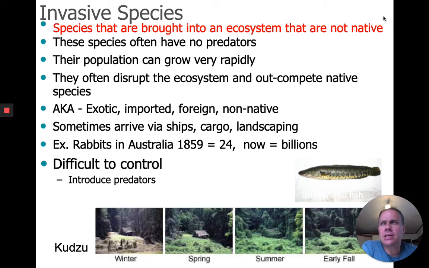When that happens, often these newly introduced species, these invasive species, their populations can grow very quickly because they often don't have natural predators in that area. Because they've been brought there, the ecosystem has not evolved to provide predators for some of these organisms. So their population can grow very rapidly. They can disrupt the ecosystem. They can outcompete native species that are meant to be there.